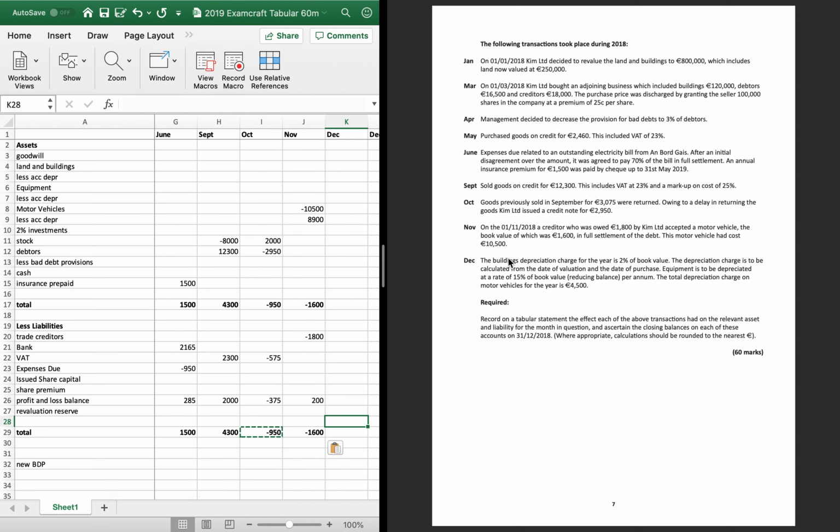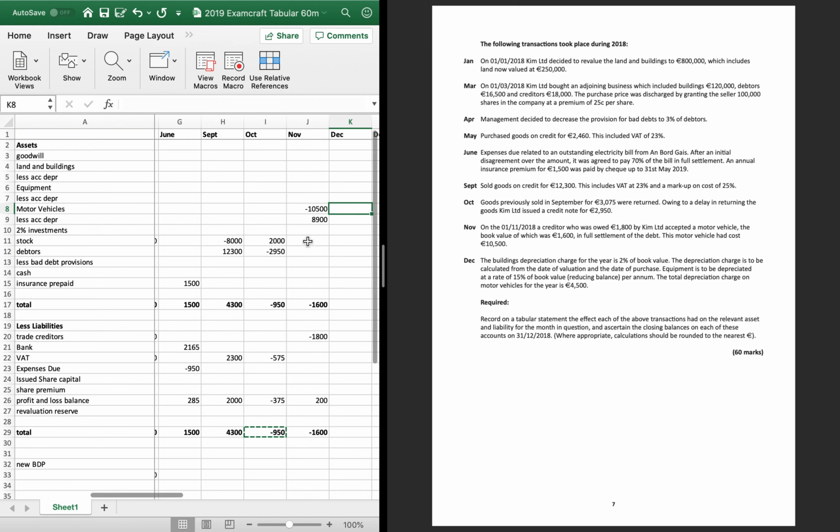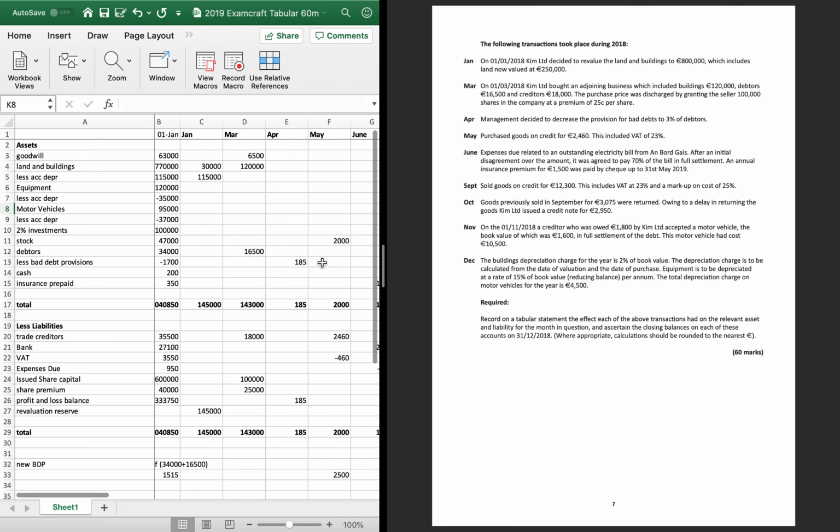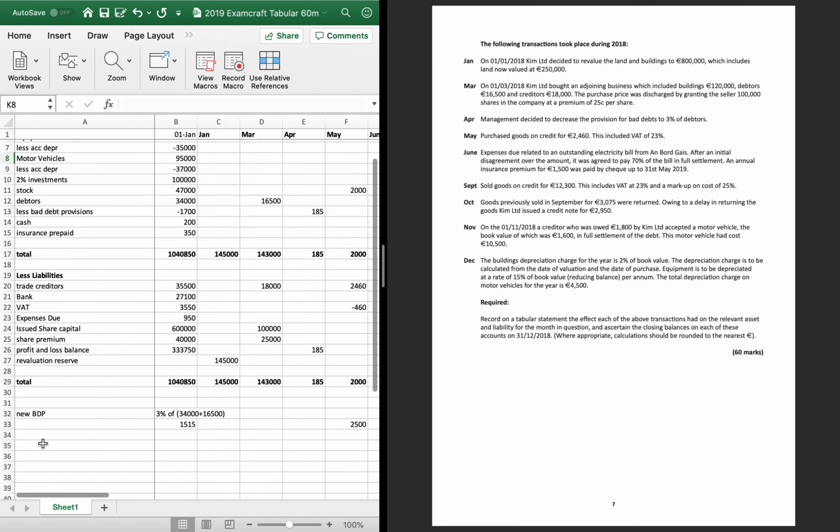December workings then, 2 December workings. So we'll do our depreciation. The building's depreciation charge is 2% of book value. The depreciation is to be calculated from the date of valuation or the date of purchase. This is where the land comes back in. So we'll go back up to our depreciation. We revalued our land and buildings at 800,000 on the 1st of the 1st, of which land is 250. So if we want to depreciate that, I should do it down here.